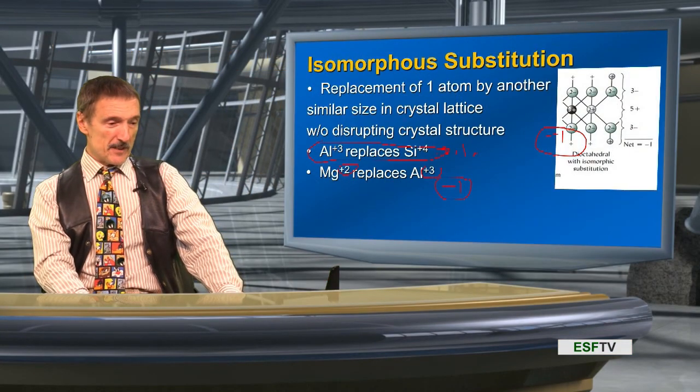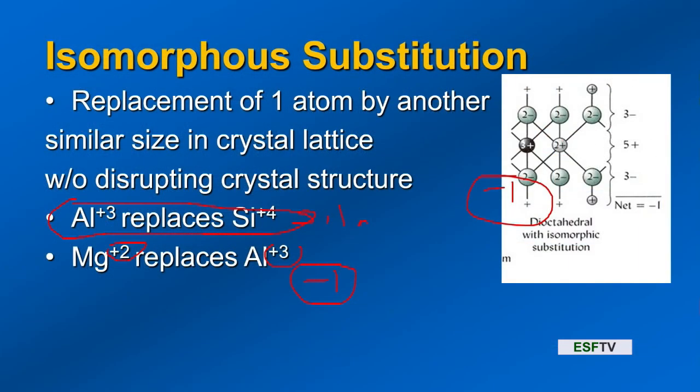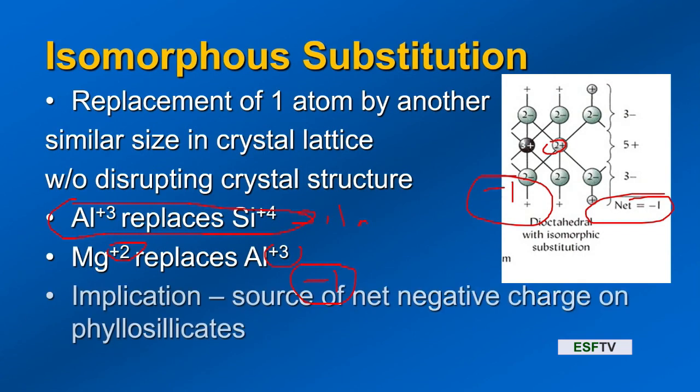So here's a picture of it. The dioctahedral, with isomorphous substitution, so the dioctahedral aluminum. If I take one of these aluminums out and push a magnesium in, there is a net negative charge. This is an illustration of isomorphous substitution. So the implication, the source of the net negative charge, I'll write this down or circle it on the handouts: the source of the net negative charge on the phyllosilicates is largely isomorphous substitution.